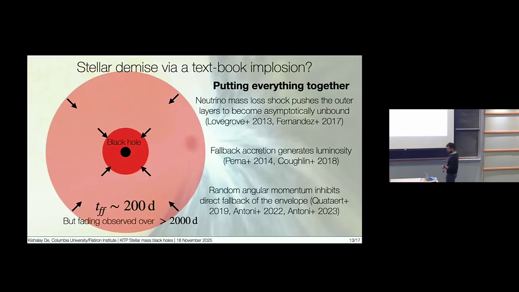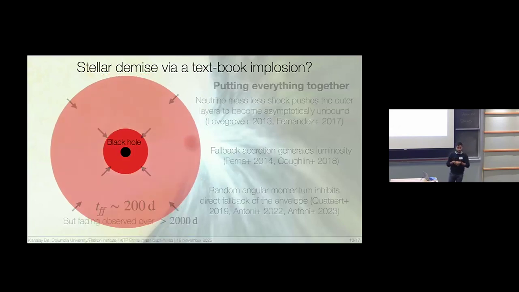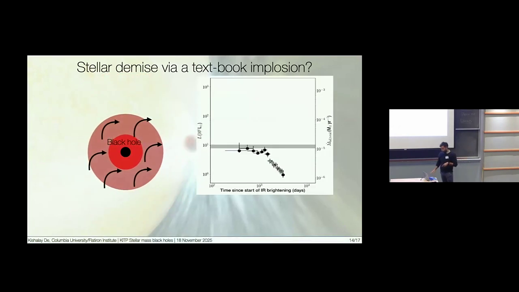And then not only is the star falling back, but work by Elliott Quataert and Andrea Antoni has been showing that the fallback is somewhat restricted because of the random convective motions in the outer envelope. So what you're really looking at is that this object is trying to fall back. There is convection in the outer layers. It's not really able to fall back because of the random angular momentum.